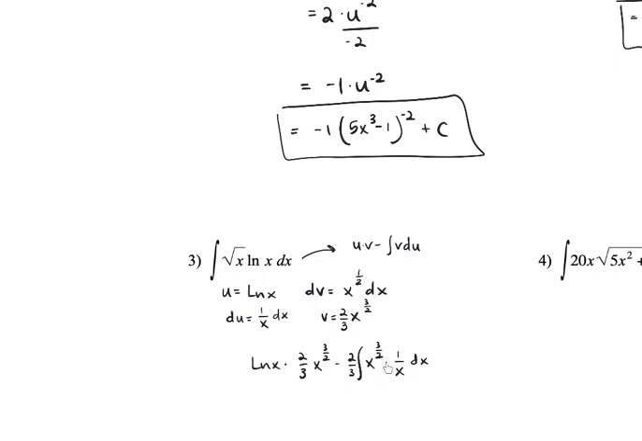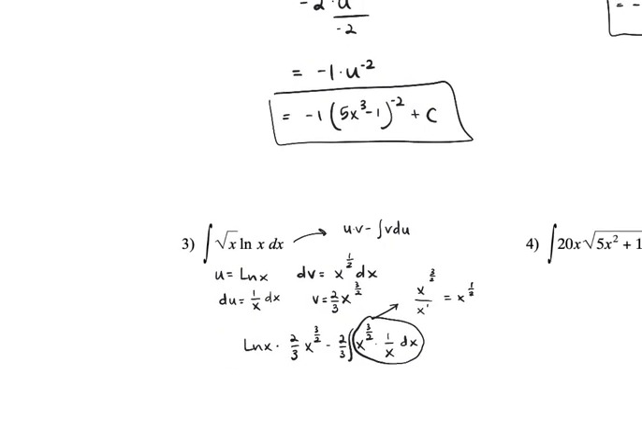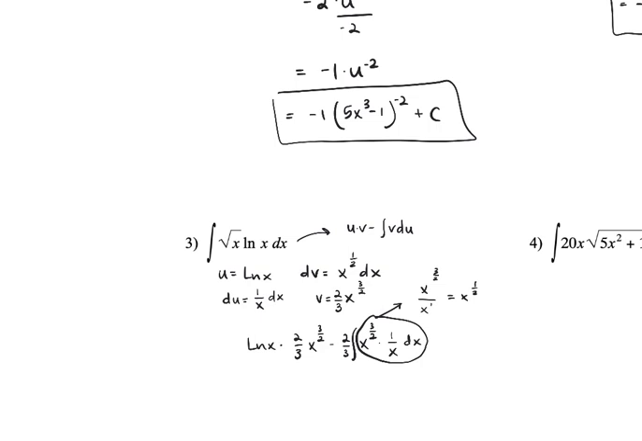Now I'm going to rewrite this again and clean this up a little bit. X to the 3/2 multiplied by 1 over x just means there's an x in the denominator. So again, just writing this out here, what we have is x to the 3/2 divided by x to the first power. So what that means is you subtract exponents. 3/2 minus 1 is x to the 1/2. That's what happens there. So then this becomes natural log of x times 2/3 x to the 3/2 minus 2/3 times the integral now of x to the 1/2 dx.